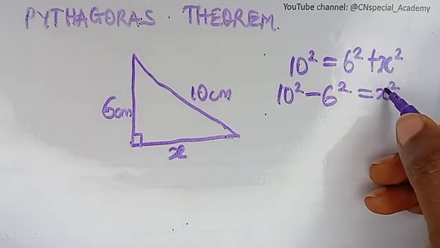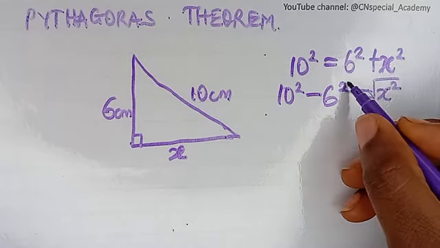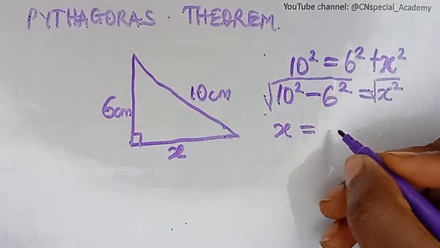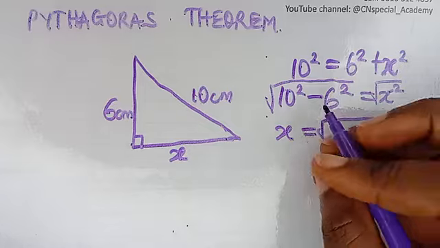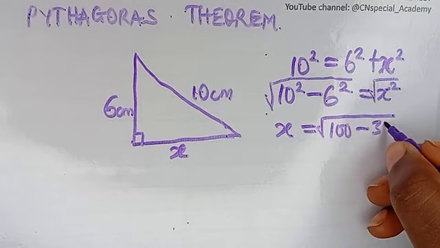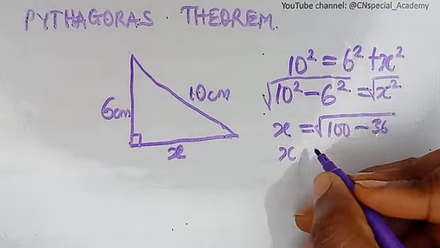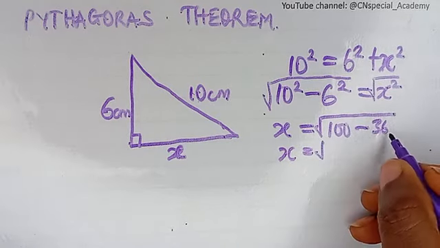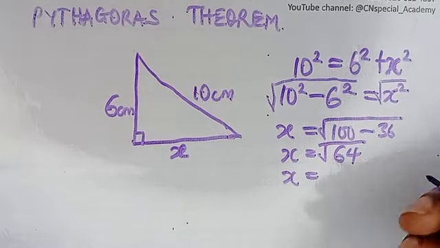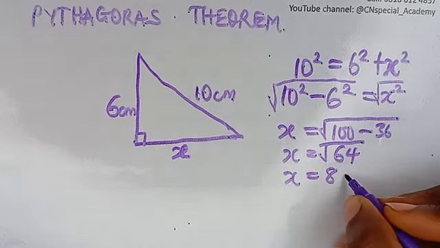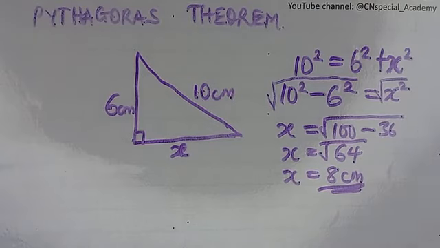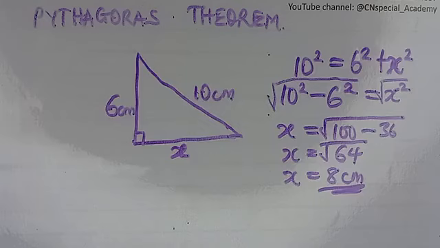Now we are going to take the square roots of both sides. We now have that x is equal to the square root of 10 squared, that is 100, minus 6 squared, which is 36. So x is equal to the square root of 100 minus 36, that is 64. And then we have that x is equal to 8 cm. So we see that. Now let's look at another example.